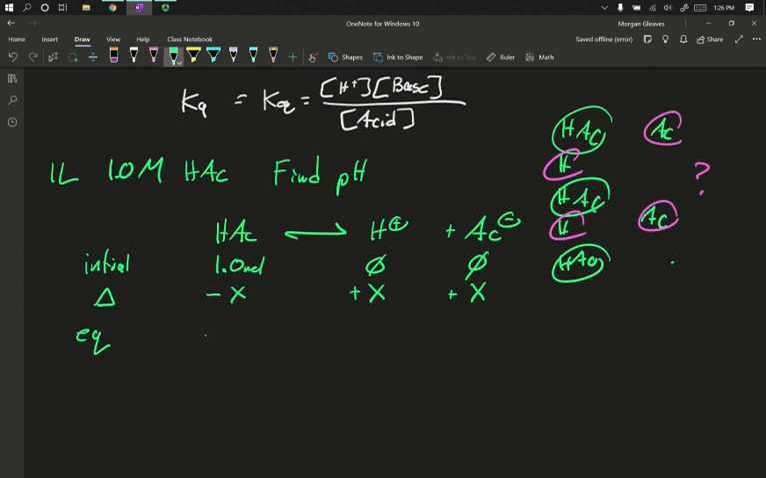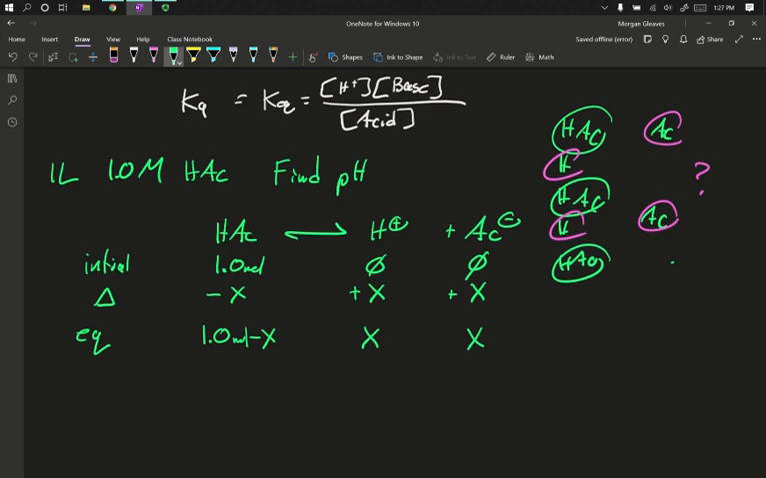Well, that's going to be the original amounts with the adjustments. So at equilibrium, I'm going to have my original amount of acetic acid minus whatever broke apart. So 1 mole minus X moles. My H plus is just going to be equal to however much got formed because it started at 0. And my AC minus is going to be equal to however much formed because it started at 0.